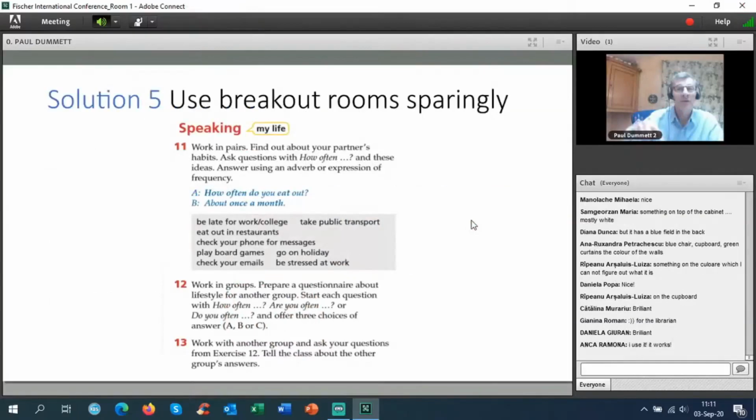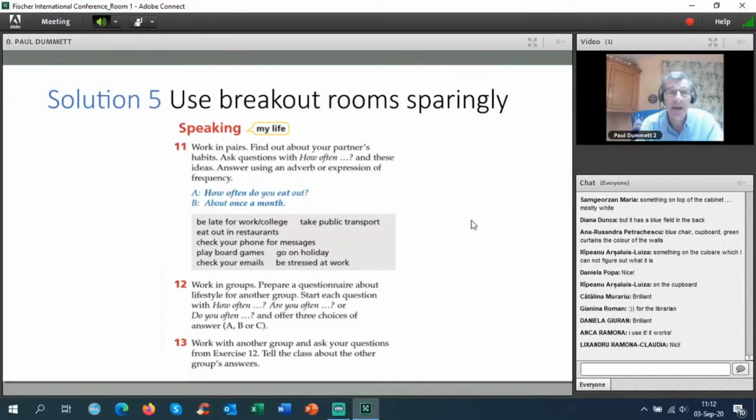So if we had a series of activities, and it says now work in pairs, work in groups. Here we go. I've got one here in front of me. This is from Life, from pre-intermediate. The students are being asked to talk about habits. The first one says, work in pairs, find out about your partner's habits, ask questions with how often, and then use these ideas. They've got some ideas below. How often do you eat out in restaurants? How often do you play board games? How often are you stressed at work, and so on?